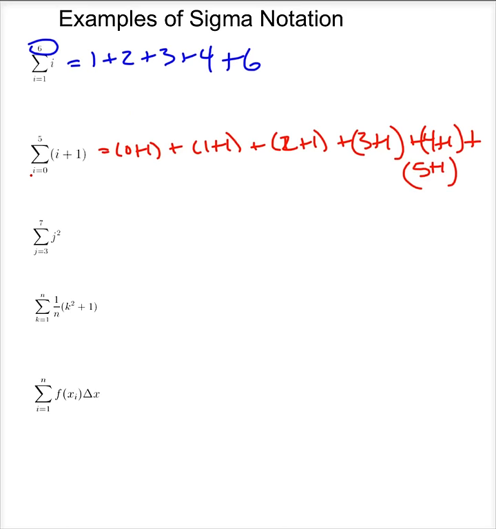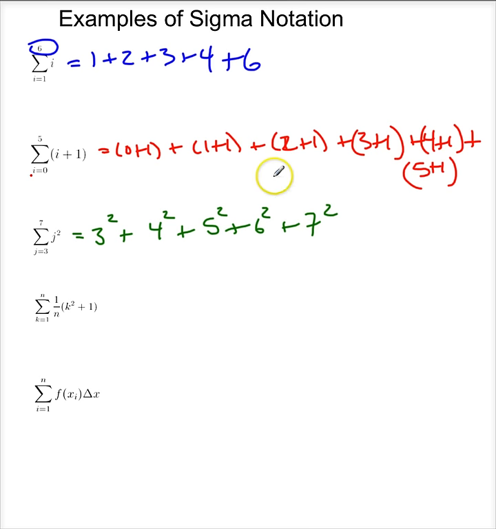Suppose I want to start at, oh, I don't know, 3. I can do that. For this one, this is 3 squared. Raise it up 1 from 3 to 4. 4 squared, 5 squared, 6 squared, 7 squared.